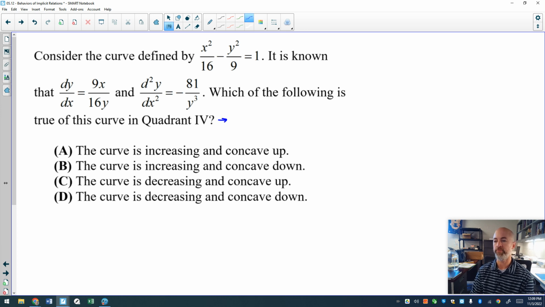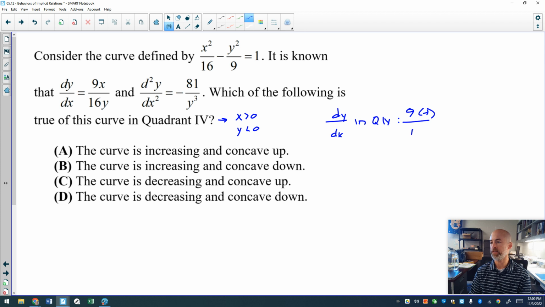And if we are in quadrant 4, your x's are positive and the y's are negative. And so I'm just going to think what happens if I plug a positive x and a negative y into these two derivatives. And so my first derivative, dy dx, in quadrant 4 is going to be 9 times x, which is positive, over 16 times y, which is negative. And that would end up giving me a negative value. And if my first derivative is negative, that means we are decreasing. And so that eliminates A and B.